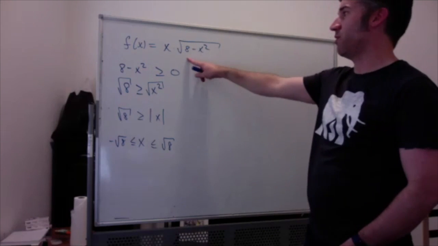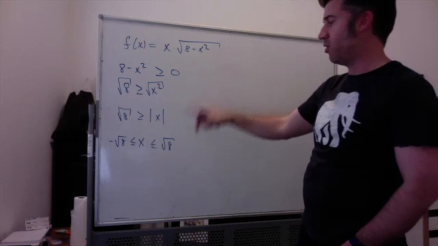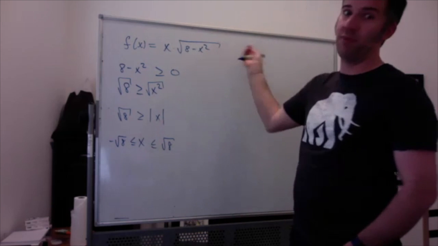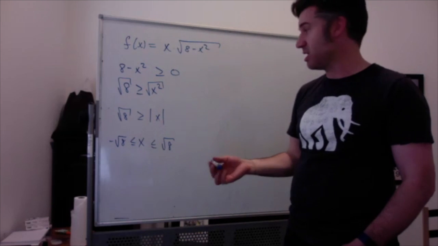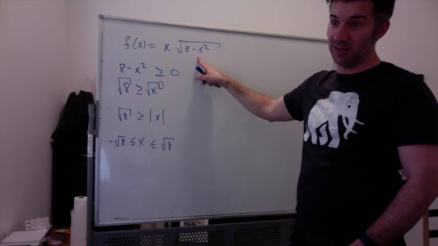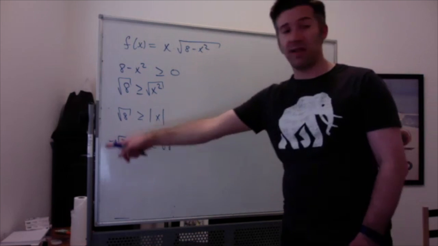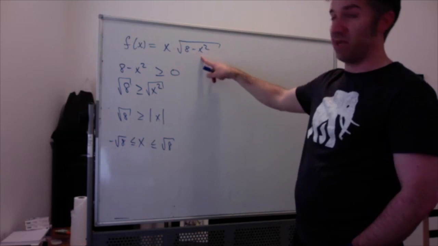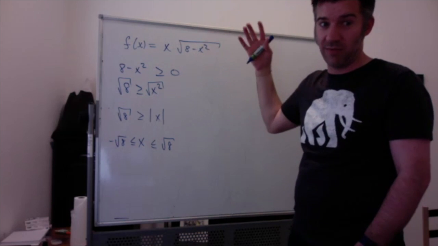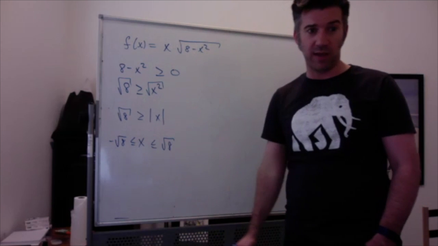Like if x is 2, great, 8 minus 4, positive. Or if x is negative 2, great, 8 minus 4, positive. But if x is 3, 8 minus 9 is negative, can't take the square root of a negative. If x is negative 3, 8 minus negative 3 squared is 8 minus 9, which is also negative. So we're stuck between negative root 8 and root 8.